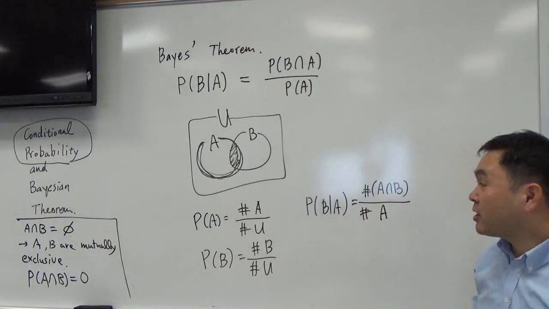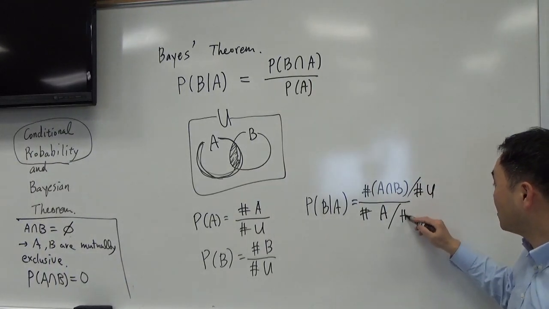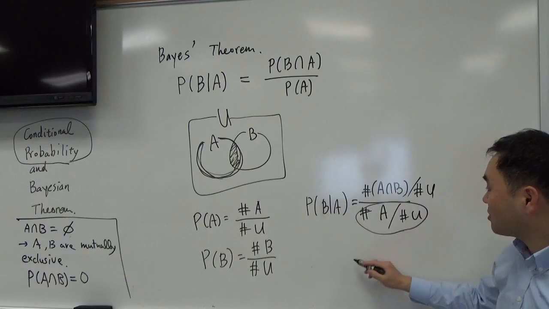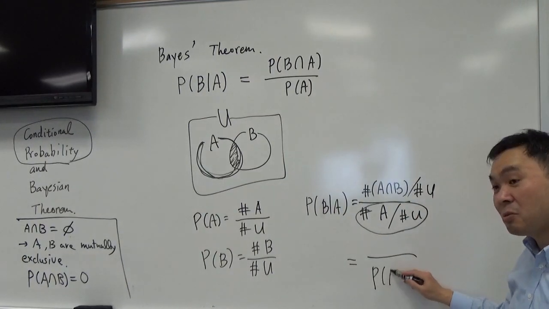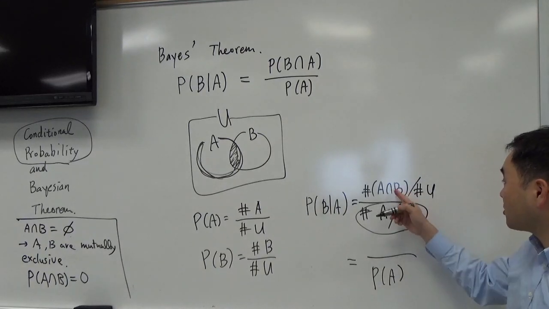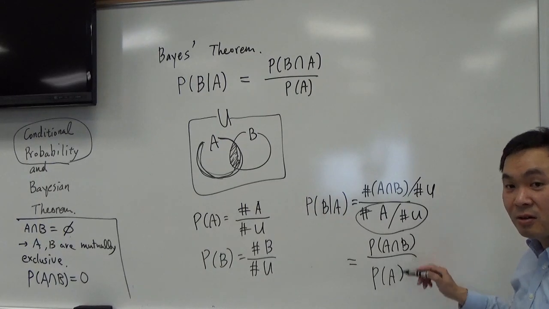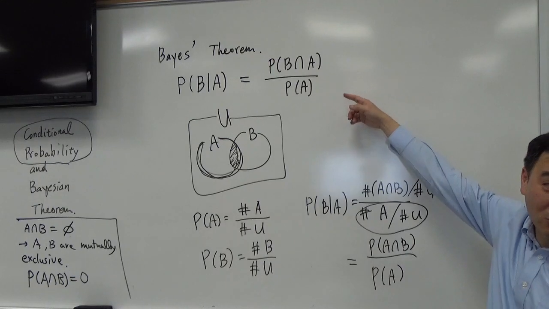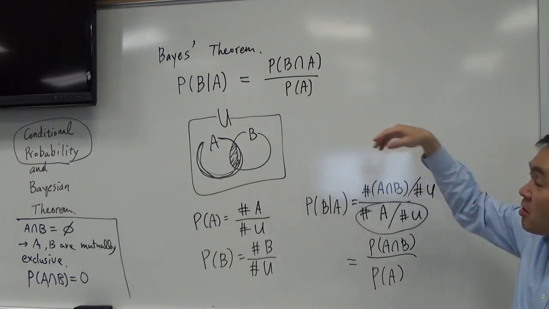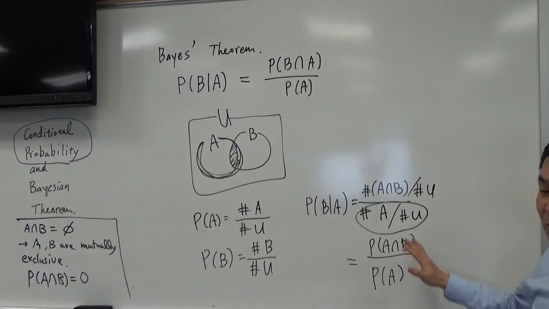Yeah. But then, if you divide the top and bottom by the number of people in U, what is this? The denominator is the probability of A. What's the top? That's the probability of A and B. Okay? So if you have this idea, then this formula actually looks quite natural. That's another way to understand conditional probability, apart from examples. Just have this picture and then it's obvious.